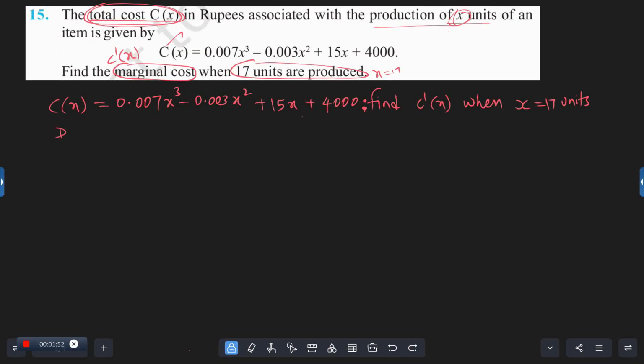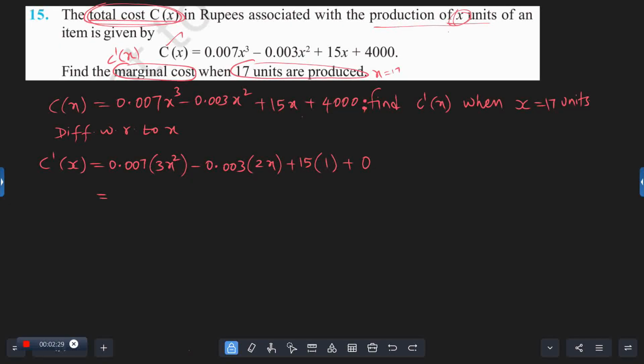Right. Now we have to differentiate with respect to x only. Then only C dash of x you will be getting. So that C dash of x is equal to 0.007 x cube; when you differentiate, 3 times x square you will be getting, minus 0.003 into x square; when you differentiate, 2x you will be getting, plus 15 into x; when you differentiate you will be getting 1, plus 4000; when you differentiate it will be 0 because it is a constant.